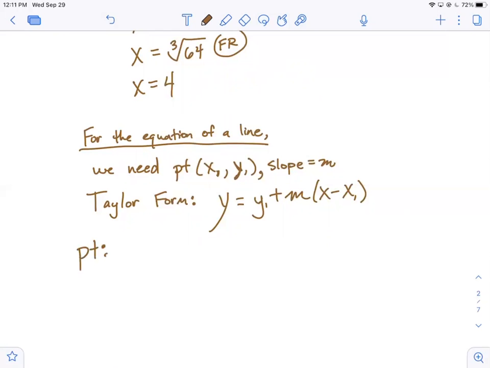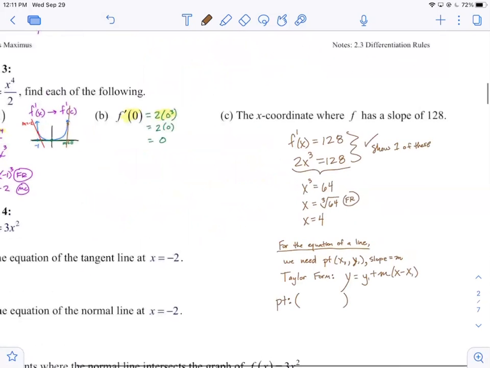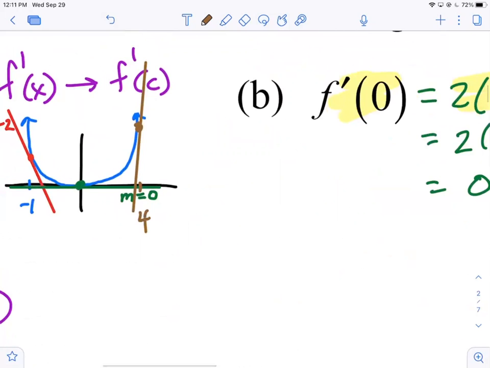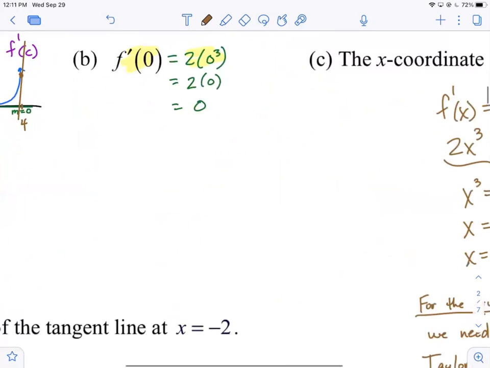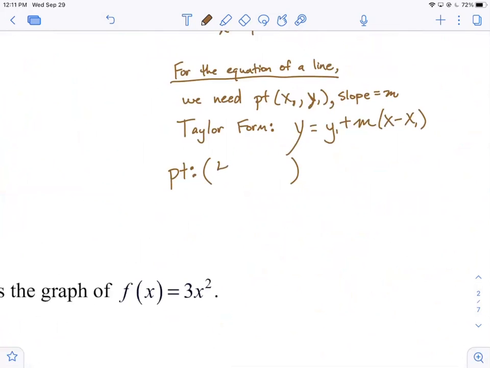All right. So my point is going to be what? Well, I know that the x value is 4. I just found that, didn't I? The y value is going to be f of 4. The slope, I know what it is, but in general, it's going to be the derivative at that x value. So if you don't have the point and the slope, really all you need is an x value and a function. Because you can find the y value by plugging it into the function, and you can find the slope by finding the derivative and plugging it in.